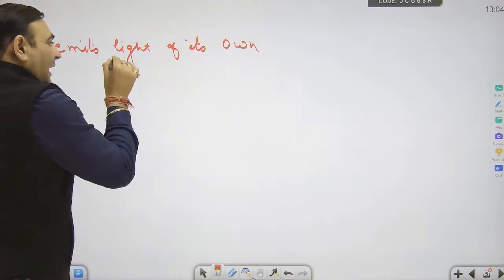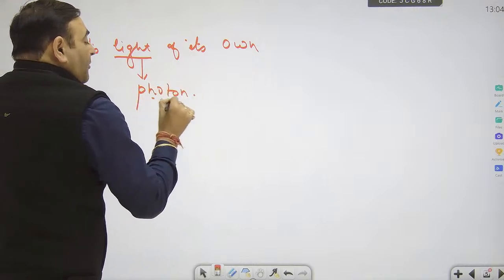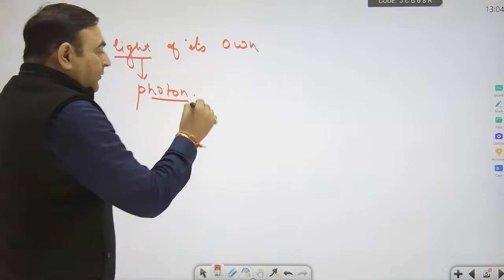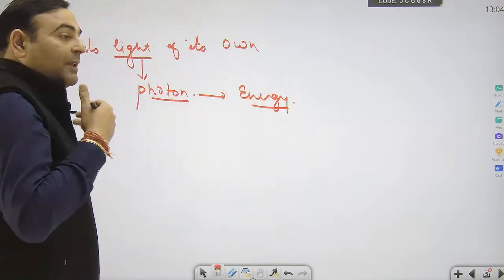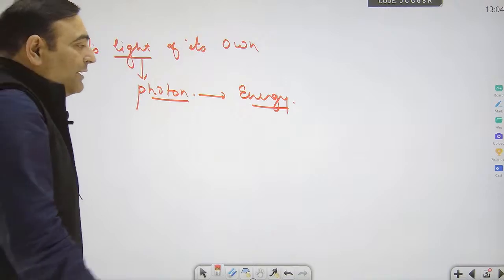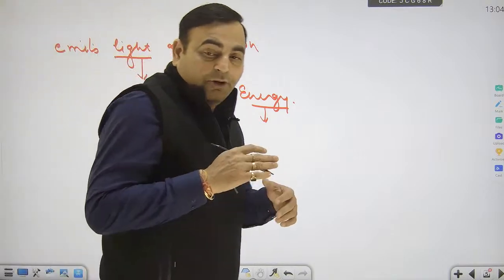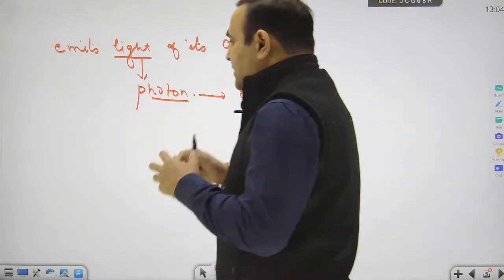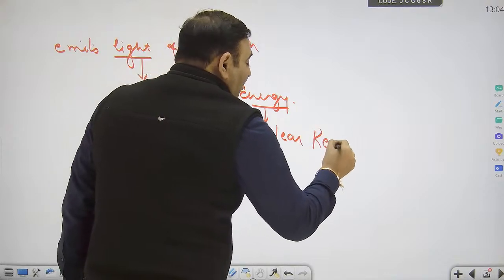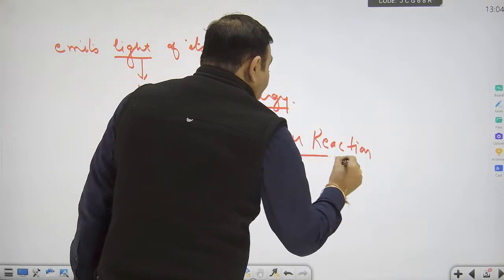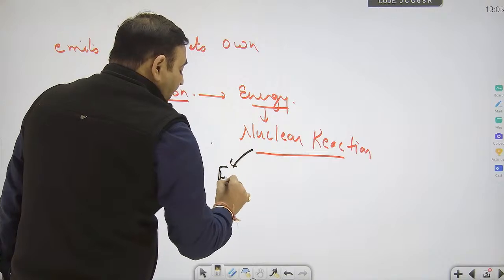Now this light is produced from the photon, a bundle of energy known as a photon, which releases the visible light which is visible to us. Now what is energy then? The source of energy in the stars, which are illuminating bodies, is a nuclear reaction. Which type of nuclear reaction? Actually, it is a nuclear fusion reaction.